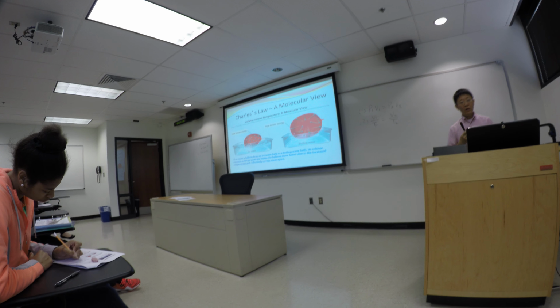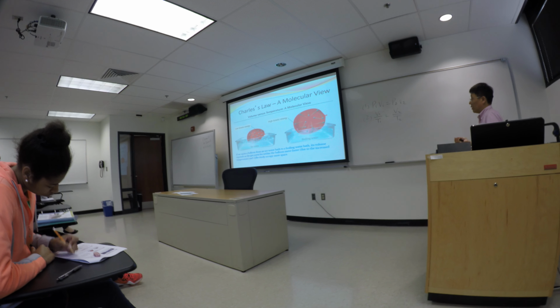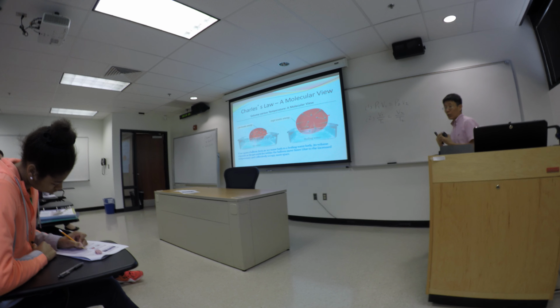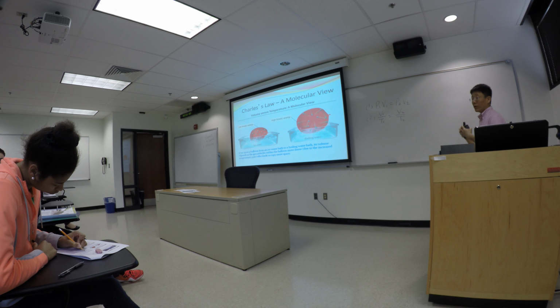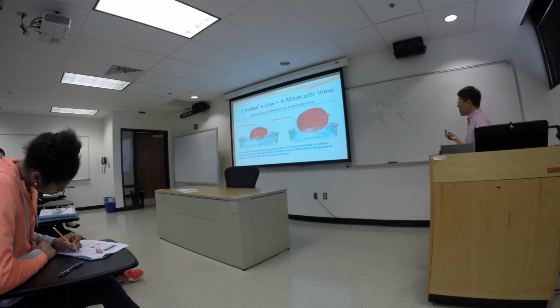Okay, so on a molecular level, how do you explain what we observed here? Well, lower temperature results in lower kinetic energy. Lower kinetic energy results in slower motion. Slower motion results in lower pressure. Okay, so when you change the temperature, the volume changes, and that's the relationship.